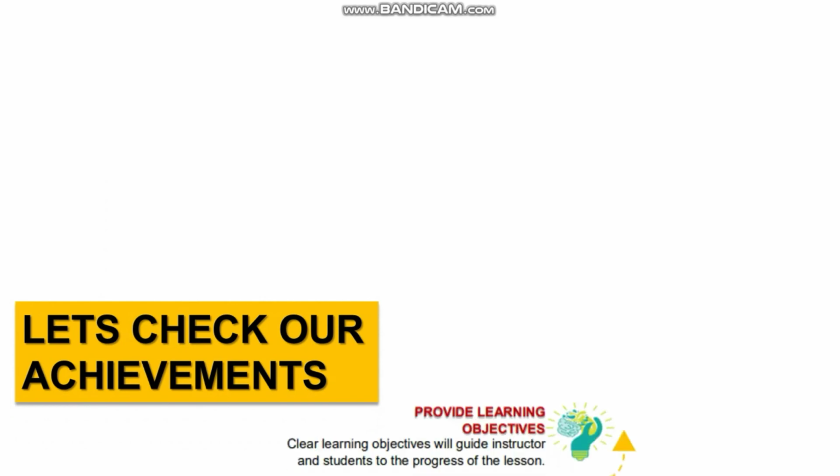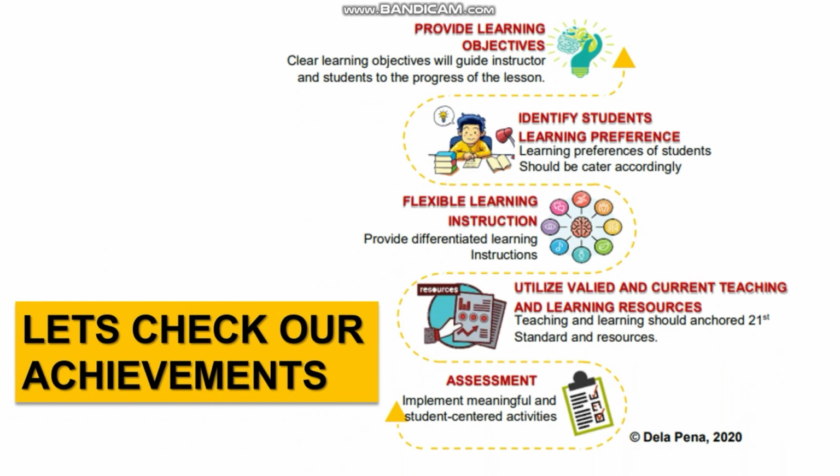Thank you for listening, but let's first check our achievements throughout this discussion. First, provide learning objectives. From the start of this discussion, we provided the learning objectives expected for the students to attain. Clear learning objectives will guide instructor and students in the progress of the lesson. Next, identify students' learning preference. Learning preferences of students should be catered to accordingly. I guess I catered to all of the learning preferences of the students, especially you guys. Flexible learning instruction. As you observed, we used video recorded media as flexible learning instruction for this session.